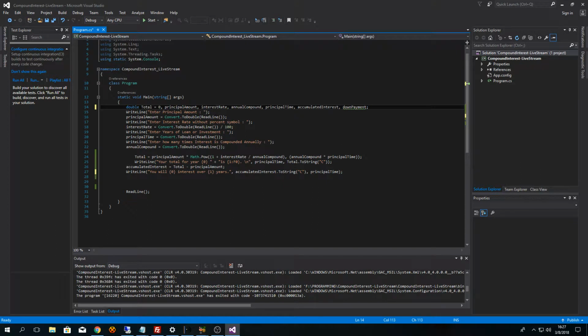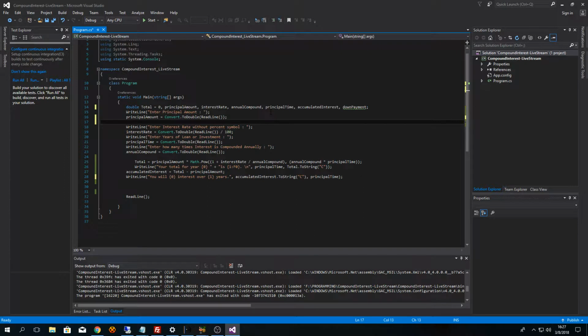So we'll go ahead and, after our principal amount, add in a WriteLine. It'll be "Enter down payment percentage." So, for example, if you're going to get a mortgage, they ask for 20% of the amount you're trying to borrow up front as a down payment. No big deal. That's what banks always do. If you want to buy a house, that's what you've got to do.